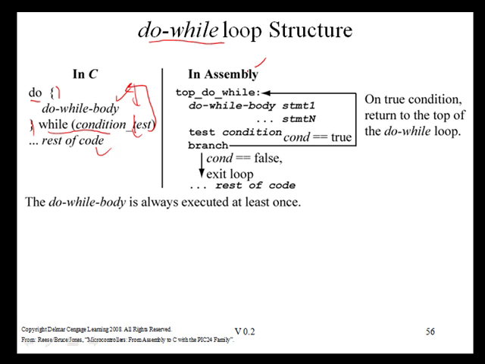In assembly language, our structure is going to look like this. We're going to have a label called top of the do while loop. We'll have our individual do while body loop statements here. Then we're going to test our condition.